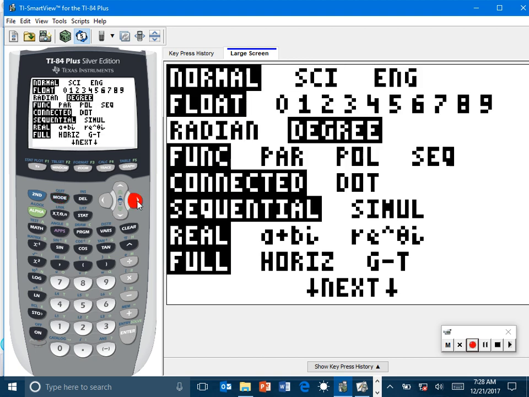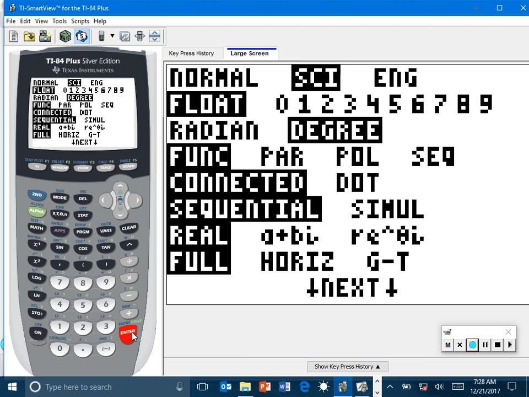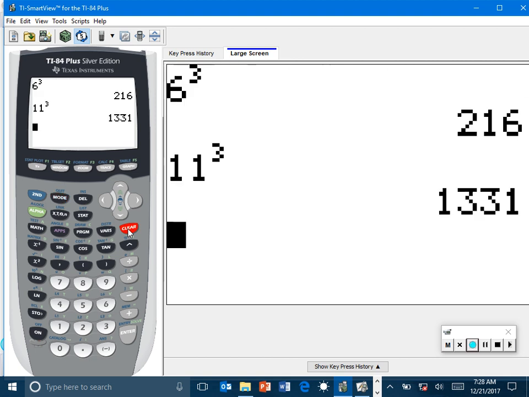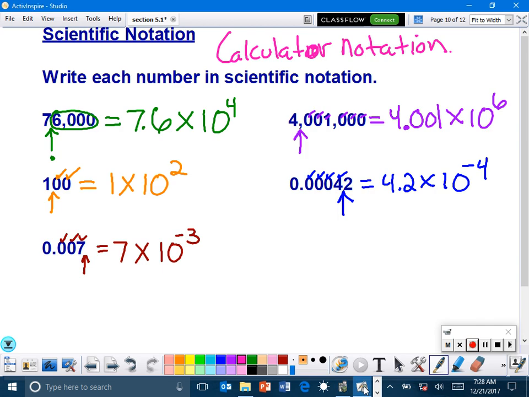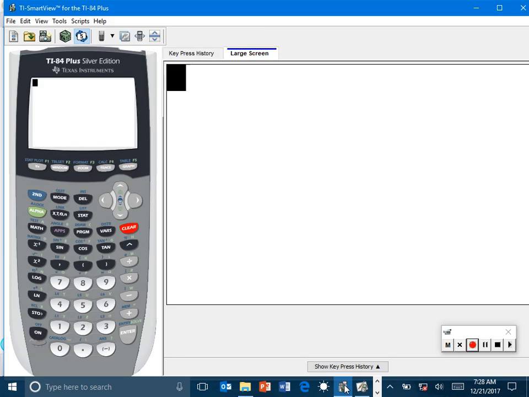But please, please, please, please, if you do this, put your calculator back to normal before turning it in. Okay, so if I do scientific notation mode, okay, quit, clear. All right, now when I type something in, like this first problem, 76,000. So I'm going to type that in as normal.